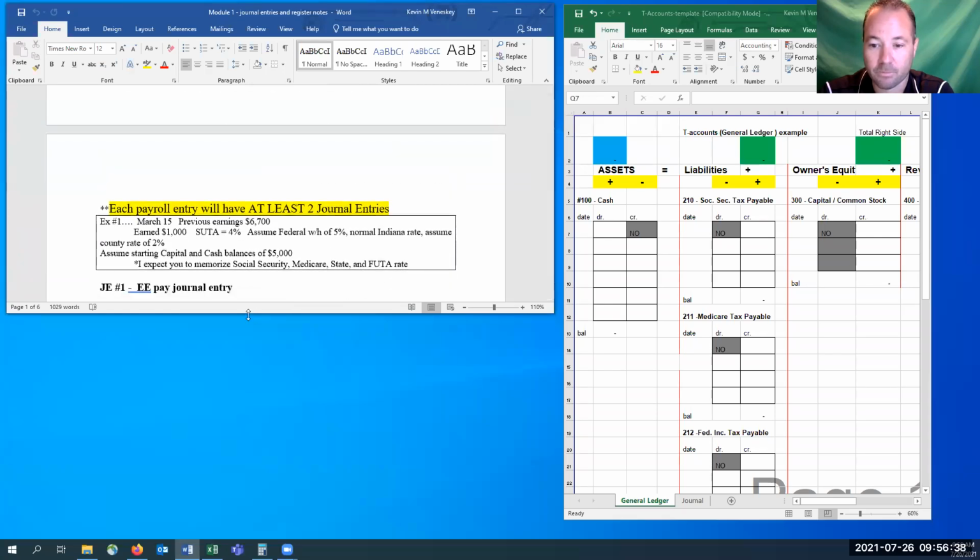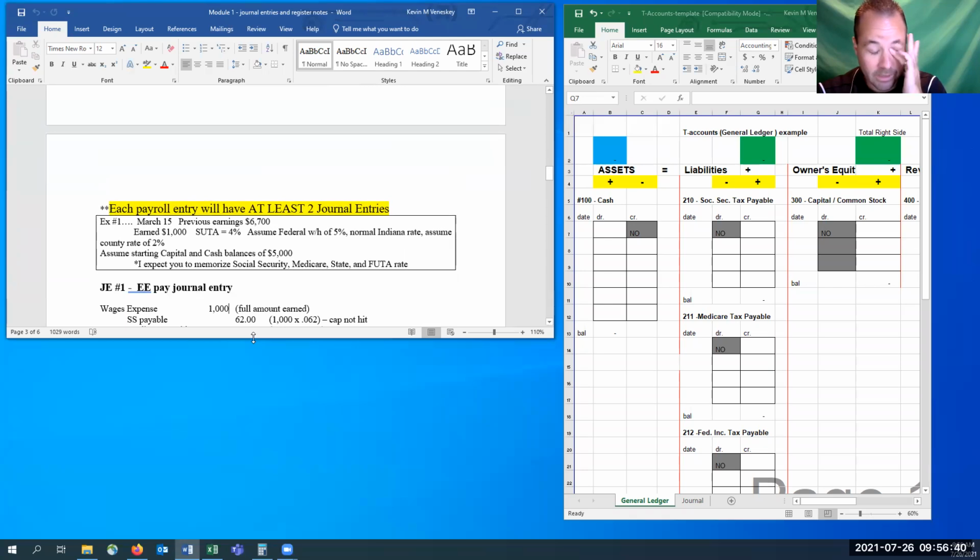So let's do that. We got our wage expense. The first thing we come to is Social Security. That is taxed at 6.2%. So that needs to be taken out of the check. The employee will not get paid that. And that's going to go into a separate fund.